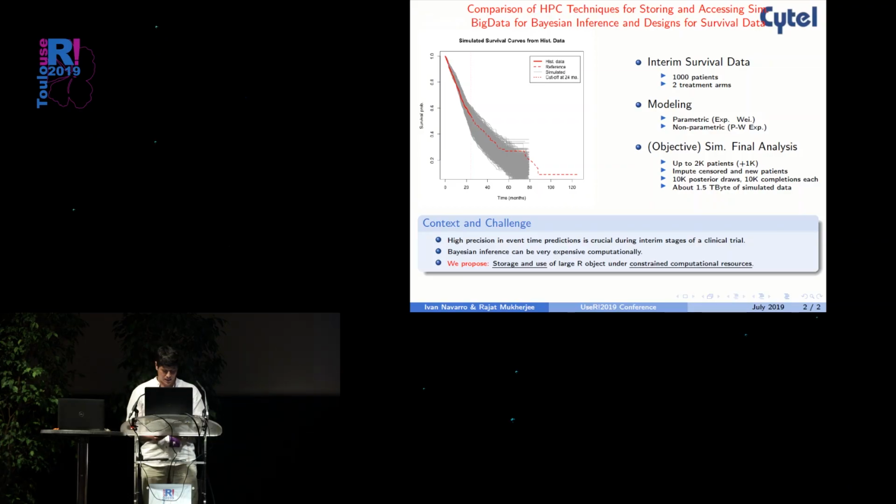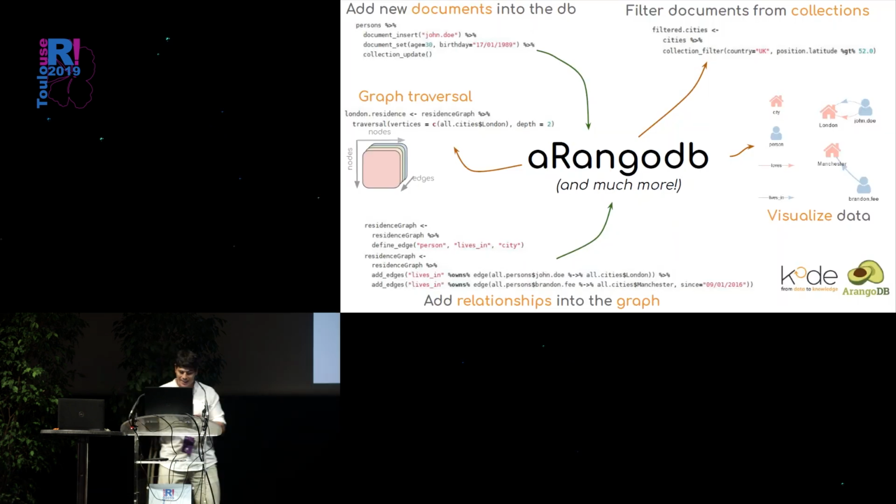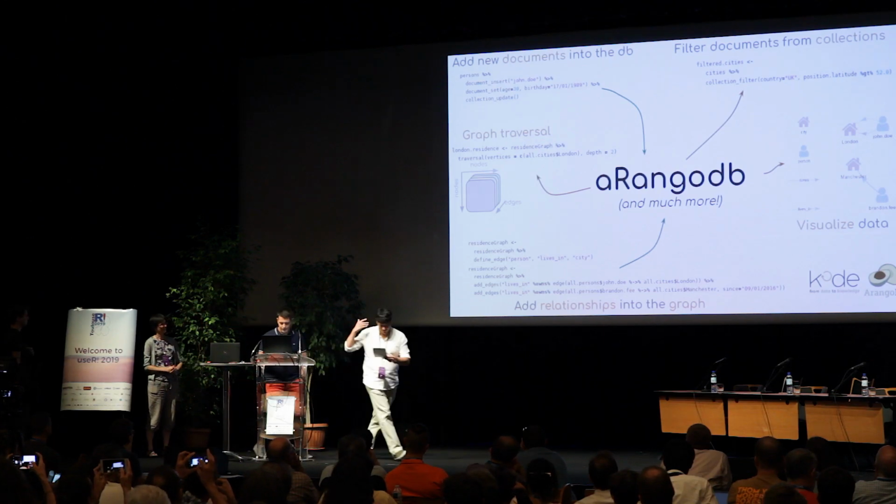Hi. Well, in our poster, F42, using Bayesian inference for survival data, we compare models and high-performance computing techniques. For one, simulate survival data from posteriors, from planned interim stages of clinical trials, and two, how to store and reuse the simulated data to be analyzed and predict event times.